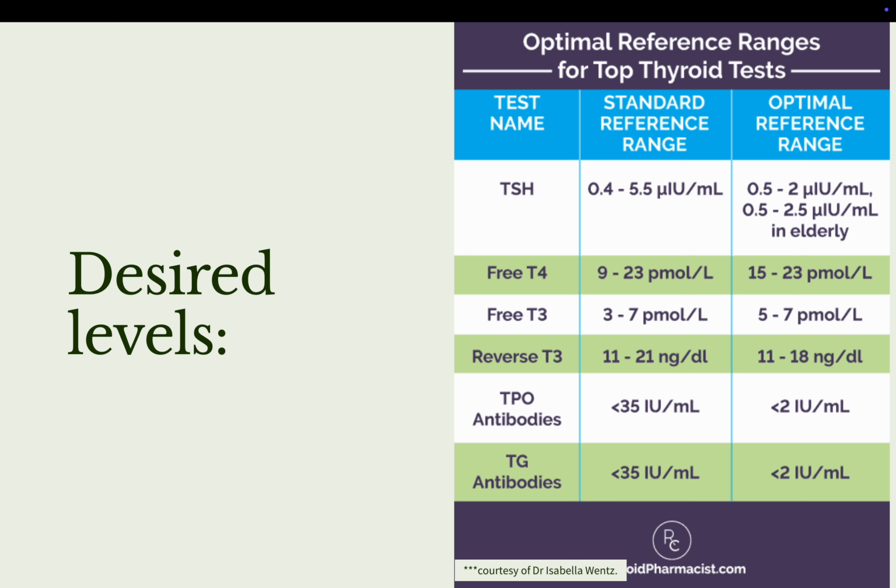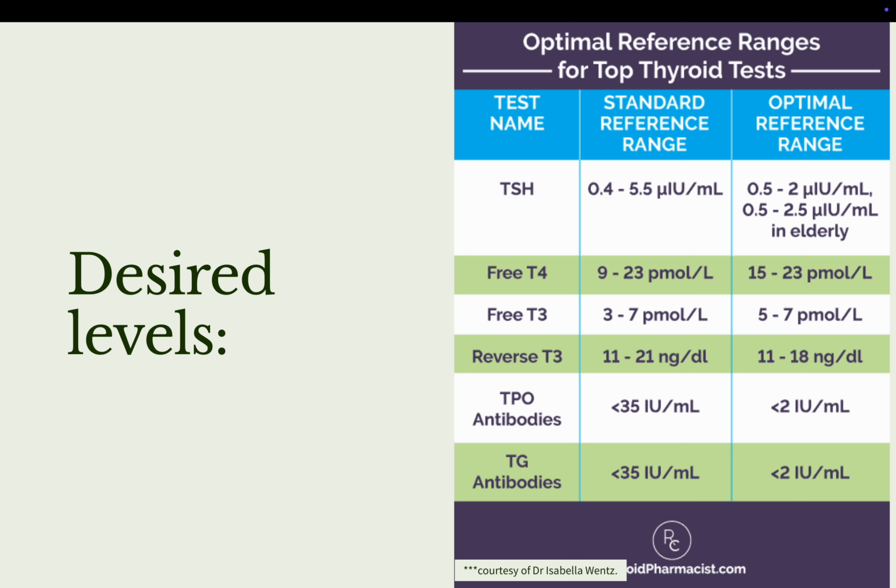You want your TSH, honestly, to be 0.5 to 2. If you're elderly, 0.5 to 2.5 micrometers per ml. Now, I will even do a 1 to a 2.5, but nothing more than that. Okay. Free T4. So, not often discussed or looked at. Usually, they'll let you roll around between 9 to 23. You want to tighten that up between 15 to 23, okay?